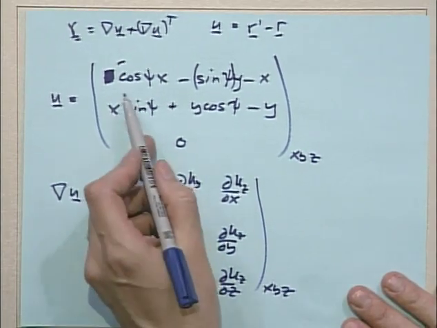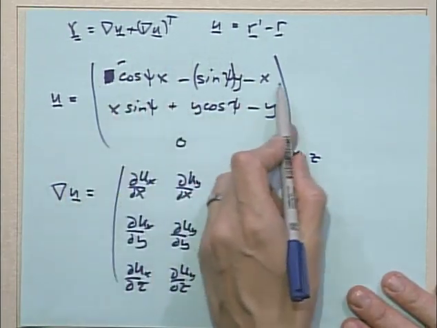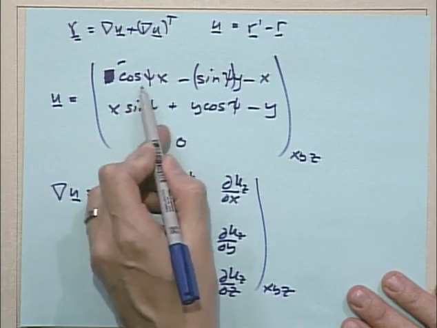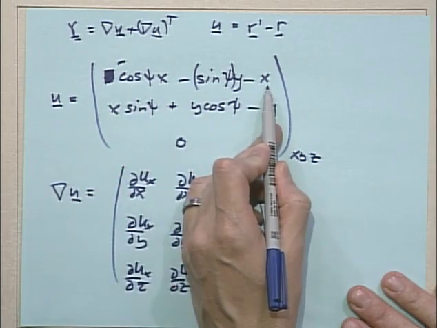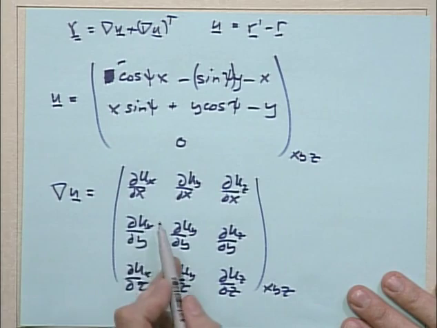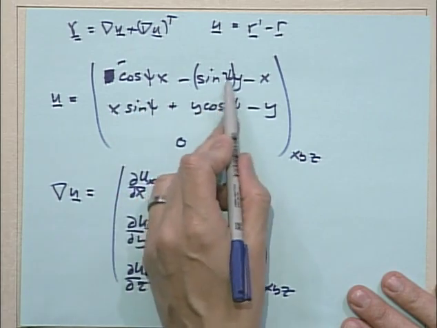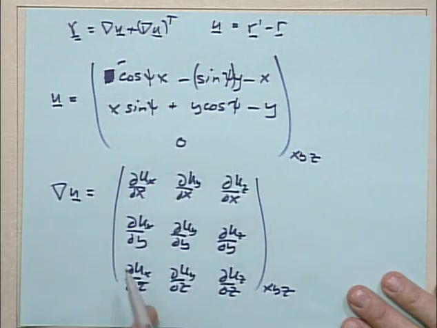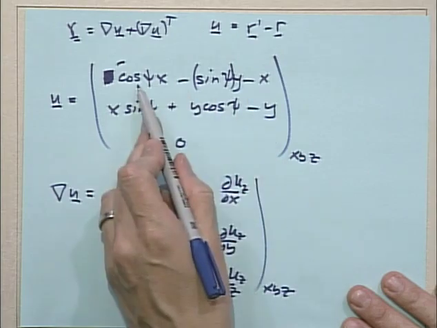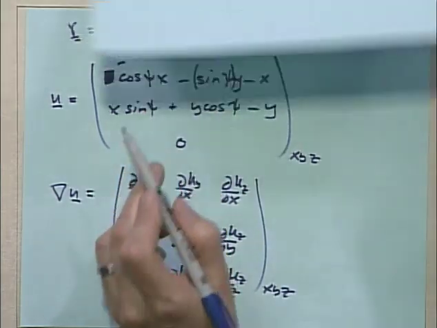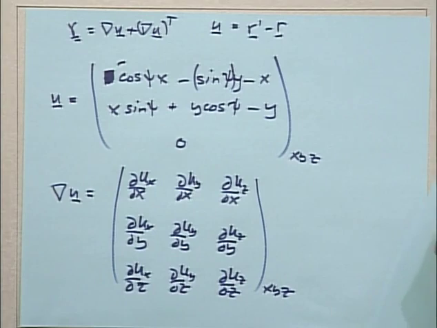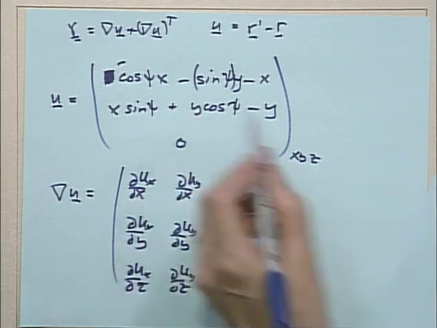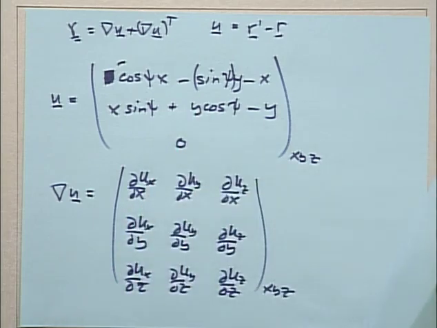So this is ux right here. When we take the derivative with respect to x, we get cos psi minus 1. When we take the derivative with respect to y, we get minus sine psi. When we take the derivative with respect to z, we get 0. Okay? So the derivative with respect to x is cos psi minus 1, with respect to y is minus sine psi, and with respect to z is 0.